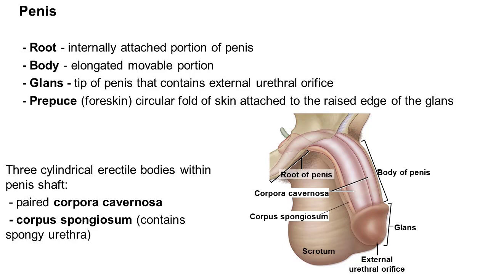So as I mentioned, the cylindrical columns of tissue that are going to fill with blood during an erection, these are going to be the corpora cavernosa, and you really see these on, I'm not sure if you call this the superior surface or the ventral surface. We just say on top, especially as we look at the cross section. And then you've got a single corpus spongiosum that's going to be underneath those two. And within the midst of the corpus spongiosum, that's where we're going to see the urethra as it's coming to the urethral orifice at the tip.